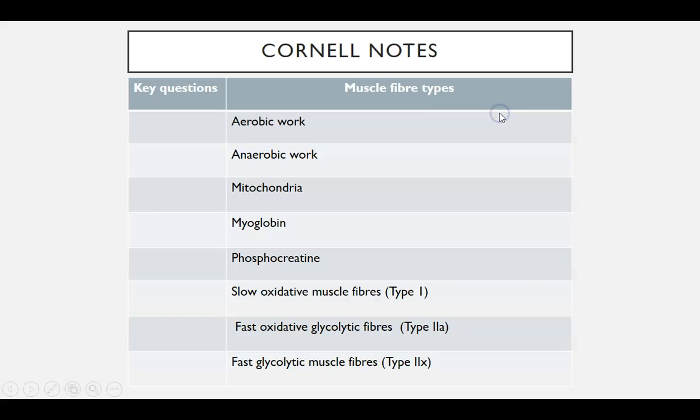Okay, so what I want your core notes to look like is this on the screen. We are going to be talking about aerobic work, anaerobic work, mitochondria, myoglobin, phosphocreatine, slow oxidative muscle fibres, type 1, fast oxidative glycolytic fibres, known as type 2A, and finally fast glycolytic muscle fibres, type 2X. If you pause this and get that down, we'll move on.